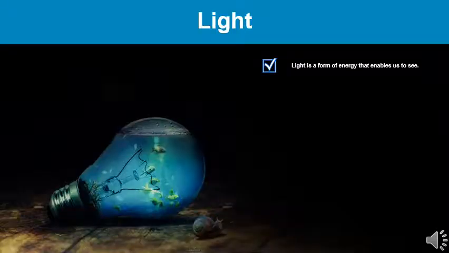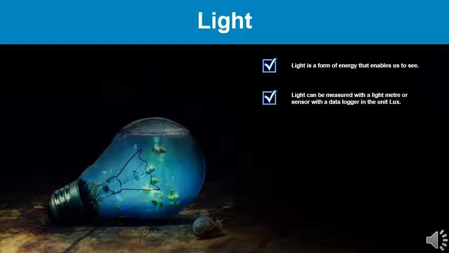So that's it for light, folks. Here's everything that we've learned so far. Light is a form of energy that enables us to see, and it can be measured with a light meter or sensor with a data logger in the unit of lux.